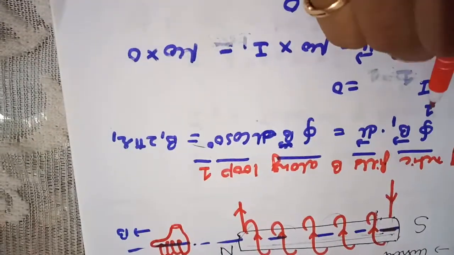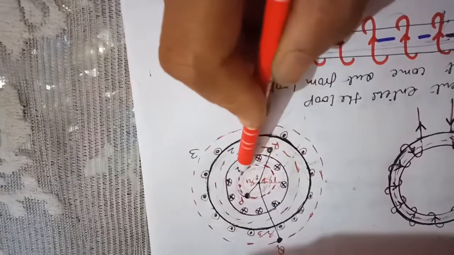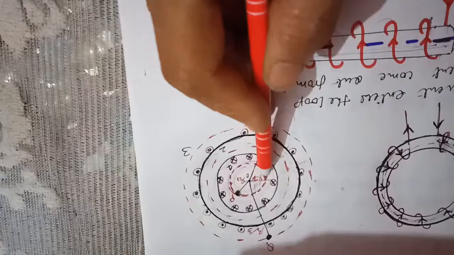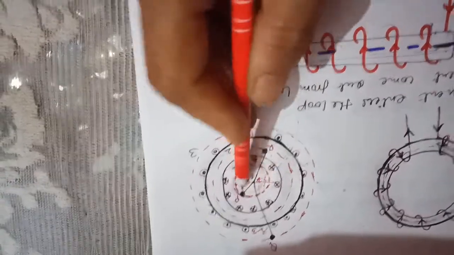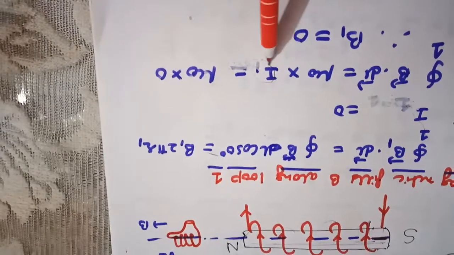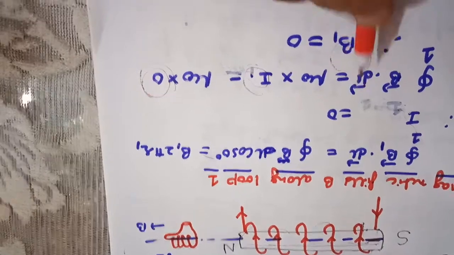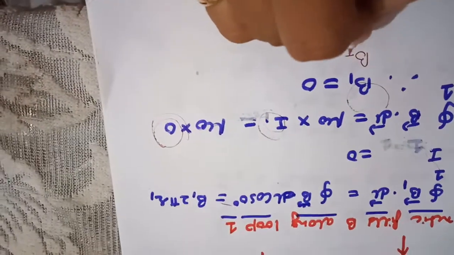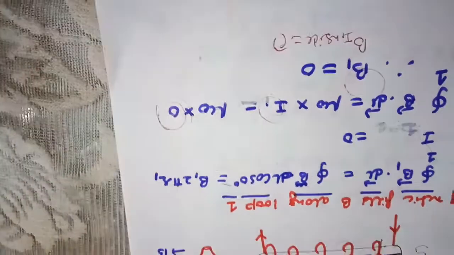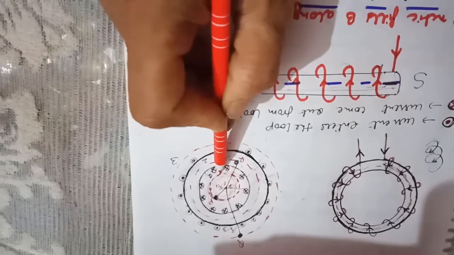Now the current through this Amperian loop: is there any current around this Amperian loop? No. No current is threading through this Amperian loop. So if no current is threading around this Amperian loop, then I1 is equal to 0. If I1 is equal to 0, we will say that the magnetic field inside the toroid is equal to 0. So this is the first condition you have derived from here.